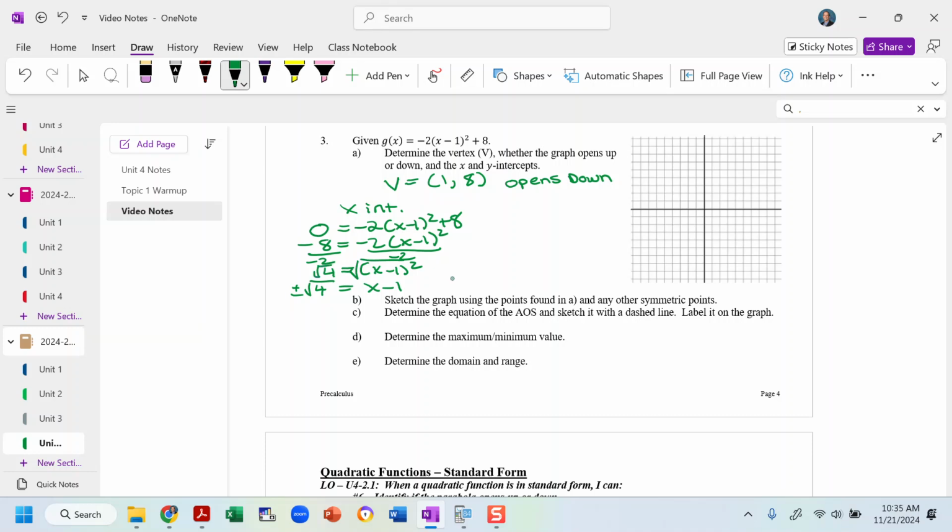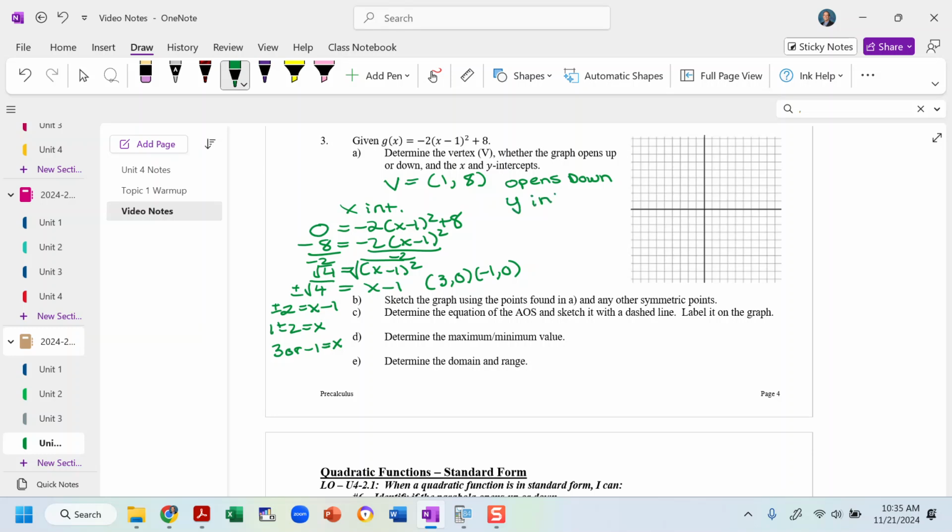So you get that plus or minus 2 is equal to x minus 1. So 1 plus or minus 2 equals x. So it's either 3 or negative 1. So the x-intercepts are 3, 0, and negative 1, 0.